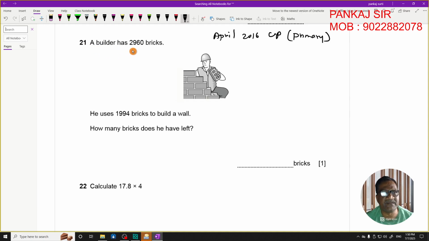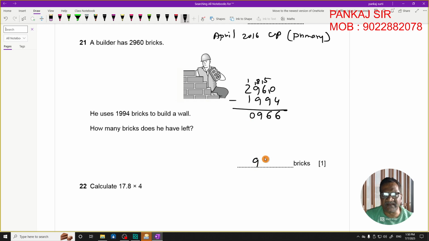Question 21 says that a builder has 2960 bricks. He uses 1994 bricks to build a wall. How many bricks does he have left? So this is straightforward. 2960 take away 1994. 10 minus 4 is 6, and this is 5. Now 15 minus 9 is again a 6, and this is 8, and 18 minus 9 is a 9, and this is 1. 1 minus 1 is 0. So 966 bricks is what is left.